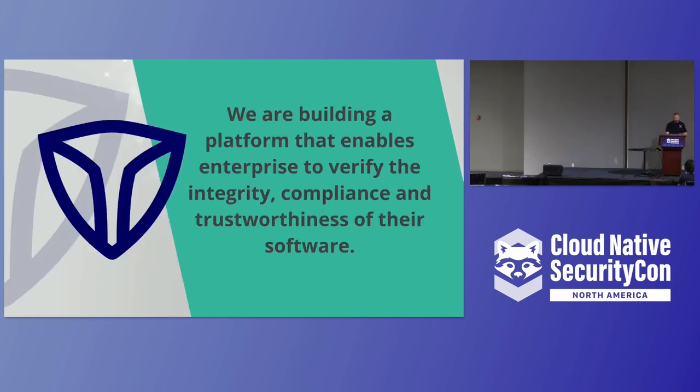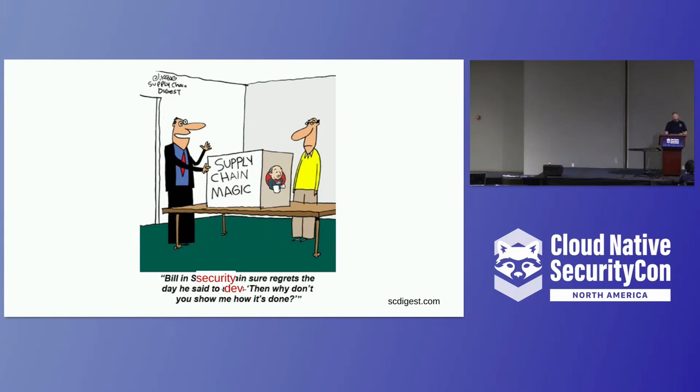Might add some context. So at TestifySec, we're building a platform that enables enterprise to verify the integrity, compliance, and trustworthiness of their software. And we're doing all this with open source software with a thin layer of proprietary software on top. And really what the problem we see is that ever since we started creating software, when we hand that software off to production, there's really no way to tell what was in that software, where it came from, what was in it, what tools were used to build it. And so it's just a lot of magic.